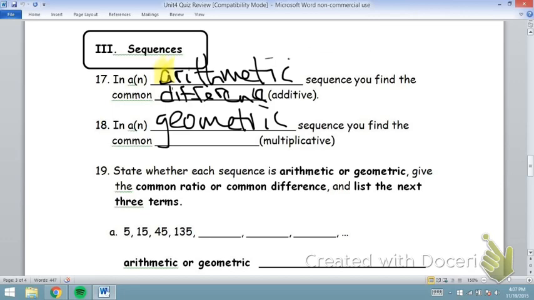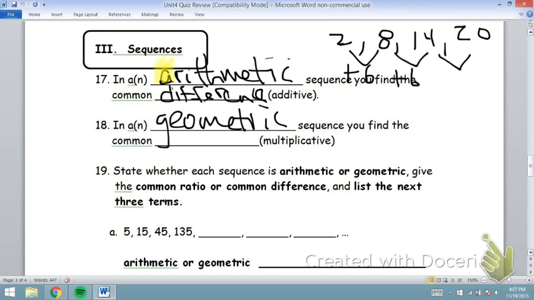For example, here's a sequence. I've got 2, 8, 14, 20. This is an arithmetic sequence because I'm adding 6 to each of my terms. And so therefore my common difference was plus 6.